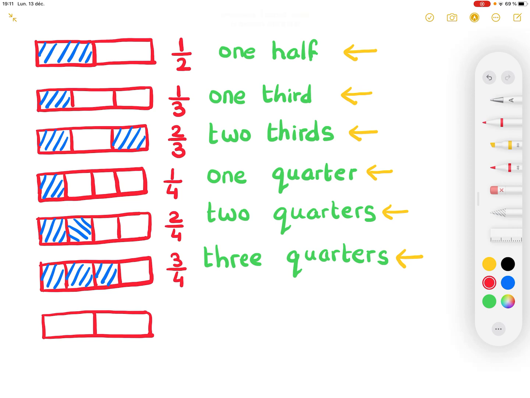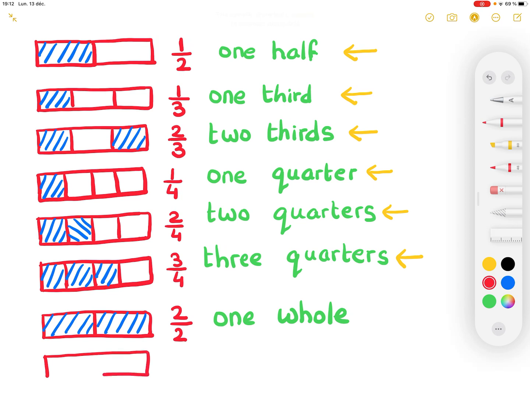I divide it into two parts and I shade the two parts. I will have 2/2. I have 2 halves. But 2 halves is like 1 whole. 1 whole, ça veut dire un entier. Donc, 2 moitiés vont me donner un entier. On dit 1 whole.